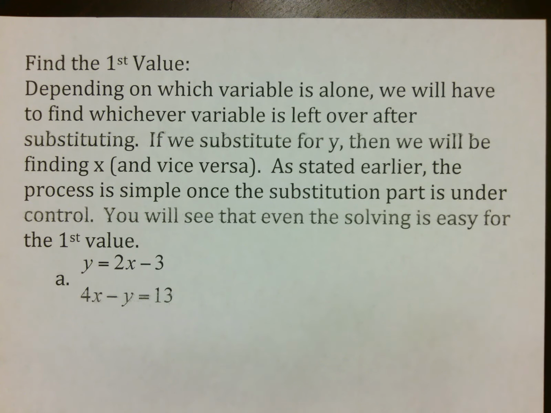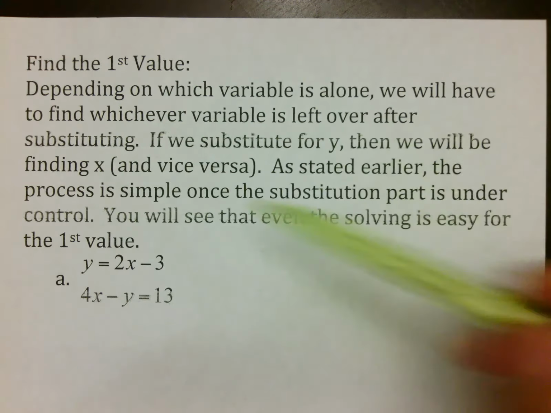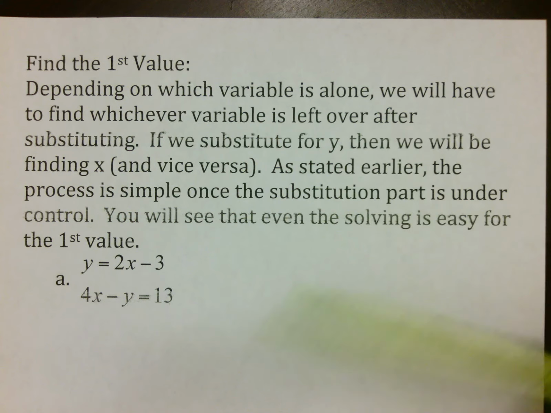Finding the first value, again, now that we know how to box and switch, now that we know how to simplify, finding the first value is the easiest part of your day. Depending on which variable is alone, we're going to have to find whichever variable is left over after we substitute. If we substitute for y, for example, that means the y's go away, we have to find x. And vice versa. If we substitute for x, that means x is gone, we have to find y. As stated earlier, the process is very simple once the substitution part is under control. You're going to see that the solving is easy for the first value.